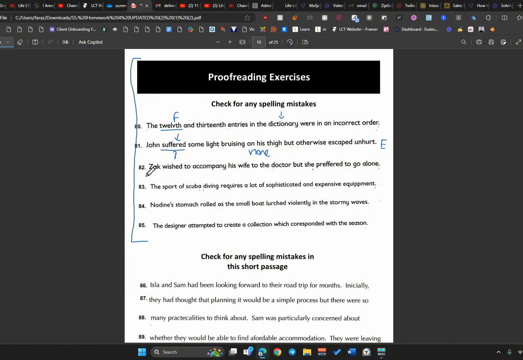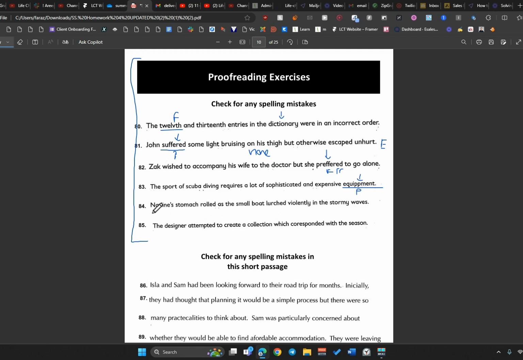So 82. Zach wished to accompany his wife to the doctor, but she preferred to go alone. You can see this looks a bit weird and looks a bit wrong. Preferred should only have one F, and it should have two R's. Question 83. I can already see it immediately. Equipment should definitely only have one P.